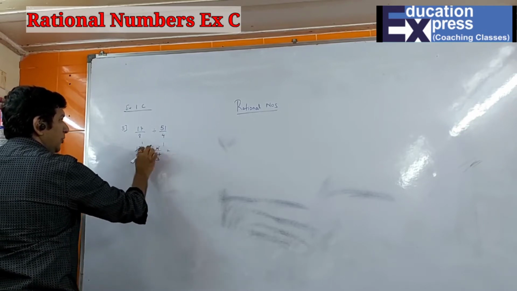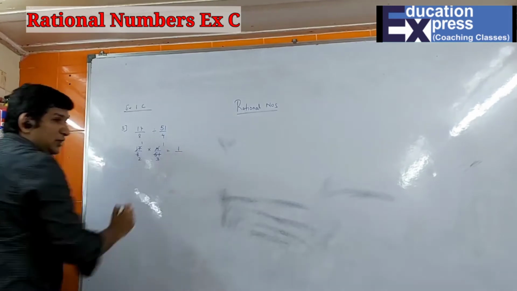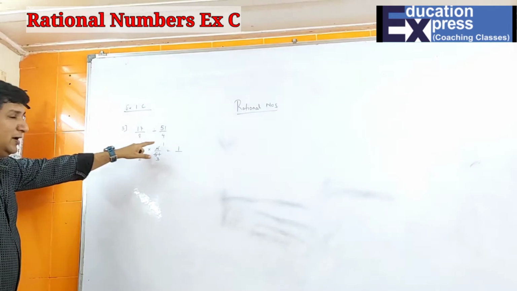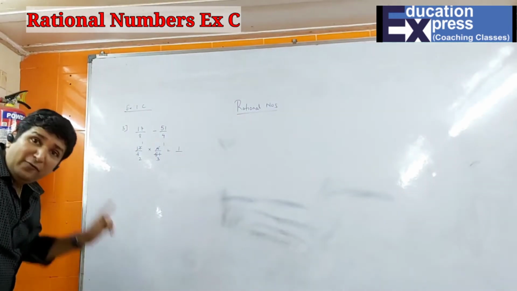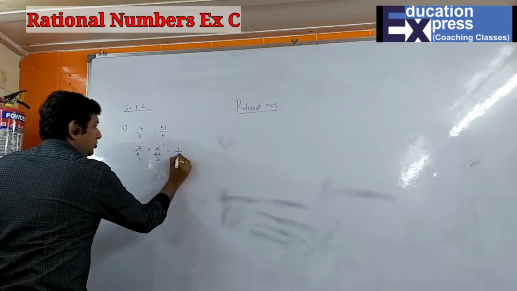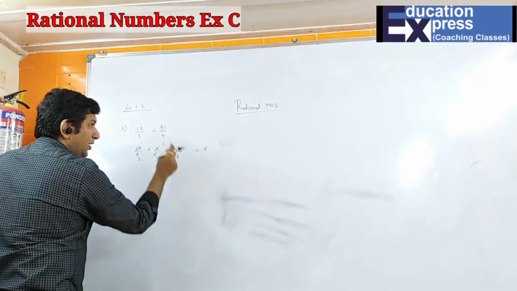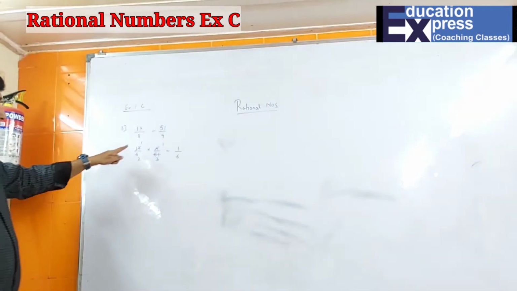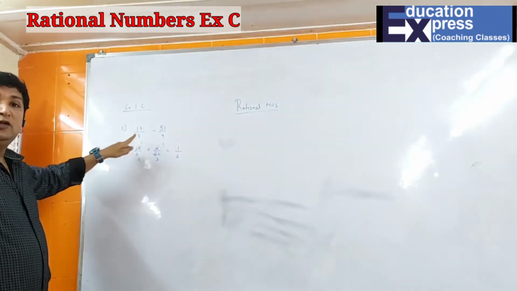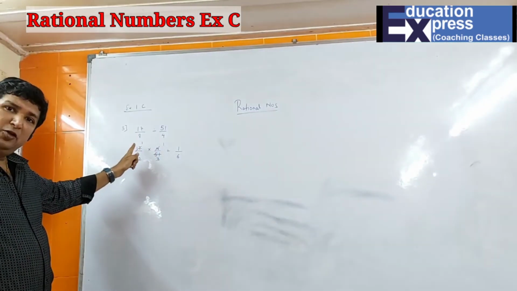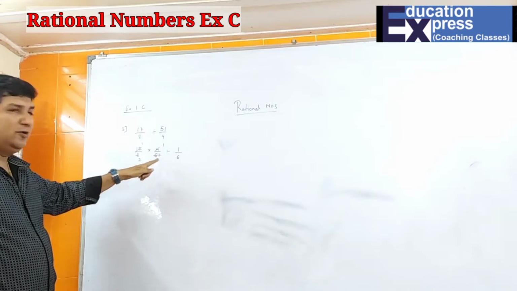Hence in the numerator, 1 into 1, you have to write that 1. This is very, very important. You just cannot write 1 into 1, 2 into 3, 6. 1 upon 6 is not equal to 6. The answer is 1 upon 6. That means when you multiply 1 into 1, you have to write 1, and 2 into 3 is 6. Whatever is in the numerator will come in the numerator, whatever is in the denominator will come in the denominator.